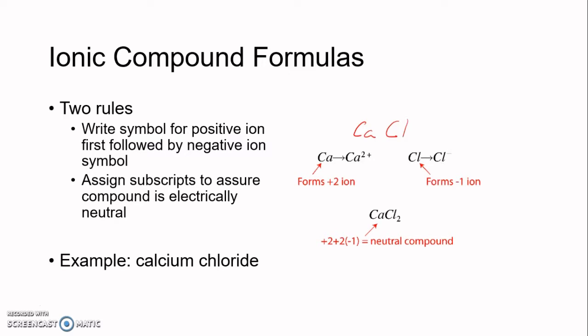And then you assign subscripts to ensure the compound is electrically neutral. In other words, calcium has +2, chlorine has -1, so you're going to need 2 chlorine atoms to balance the calcium's 2 charges. You use the subscript 2 to indicate how many you have. This compound is called calcium chloride.